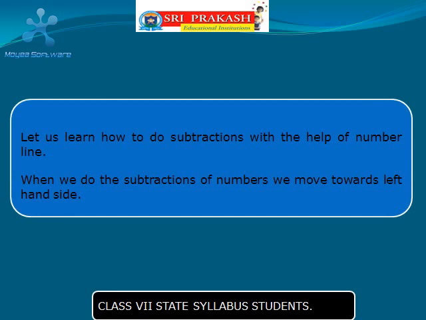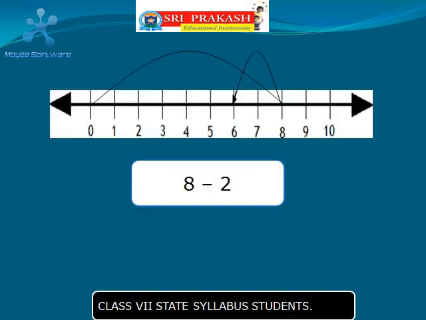Let us learn how to do subtractions with the help of number line. When we do the subtractions of numbers, we move towards left hand side. Let me repeat. When we do the subtractions of numbers, we move towards left hand side. So let us try to find the value of 8 minus 2 with the help of a number line.